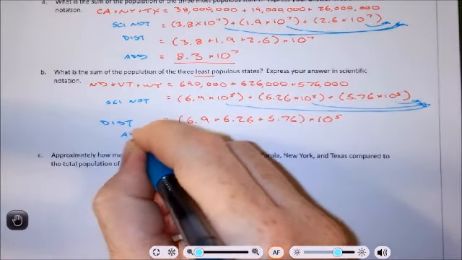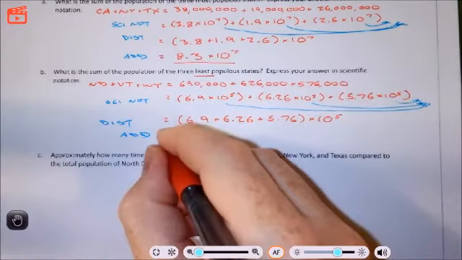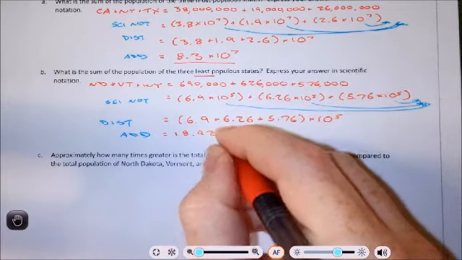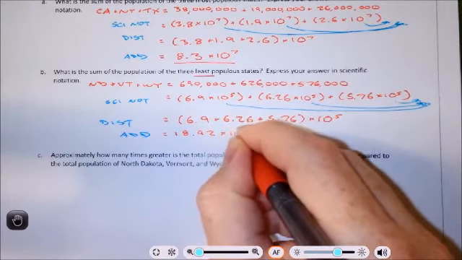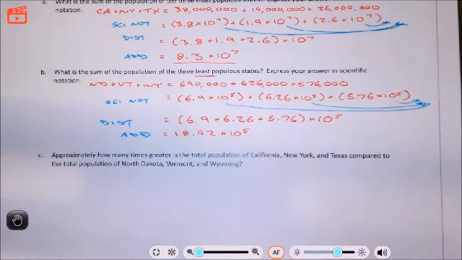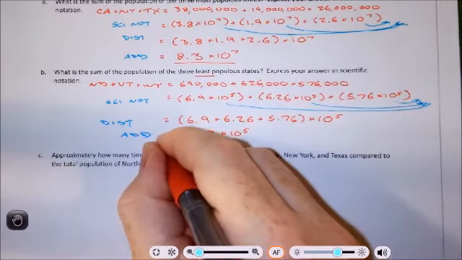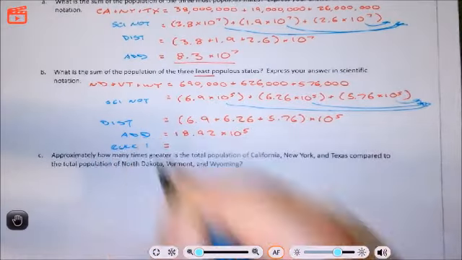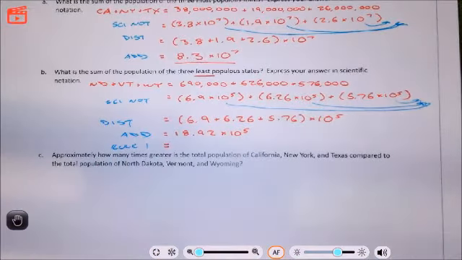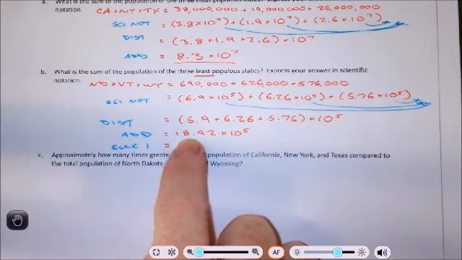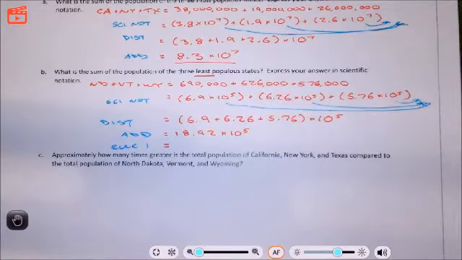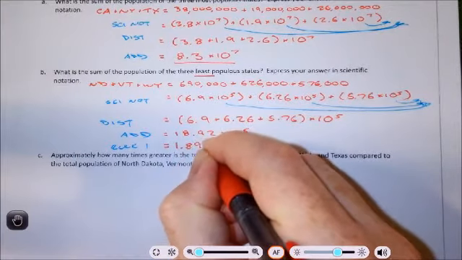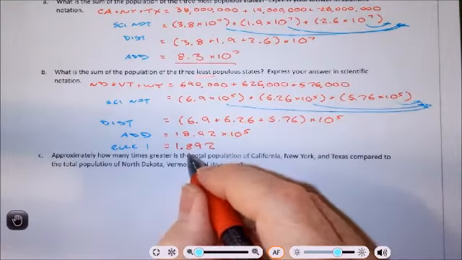Now, next step is add the pieces on the inside, and once again, use your calculator. 18.92 times 10 to the 5th, and this is where you might notice a problem, because you need one more step because you need to make it match Rule 1, because 18 is bigger than 10, and it can't be. So instead, we want it to be 1.892, because that matches Rule 1.